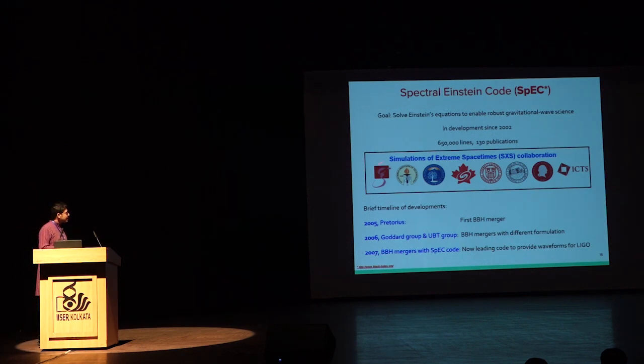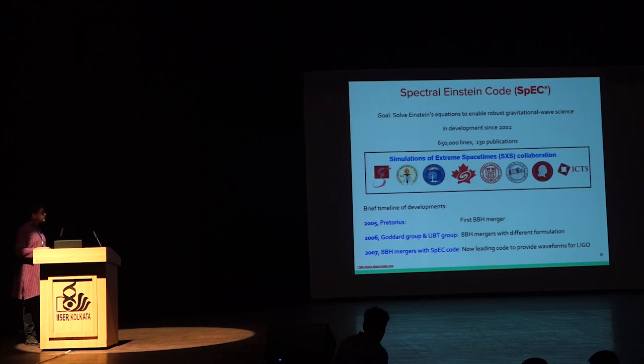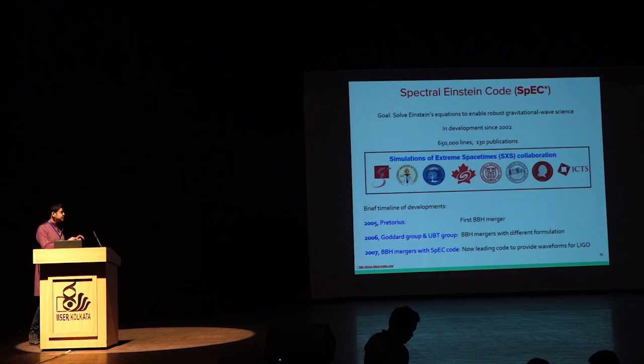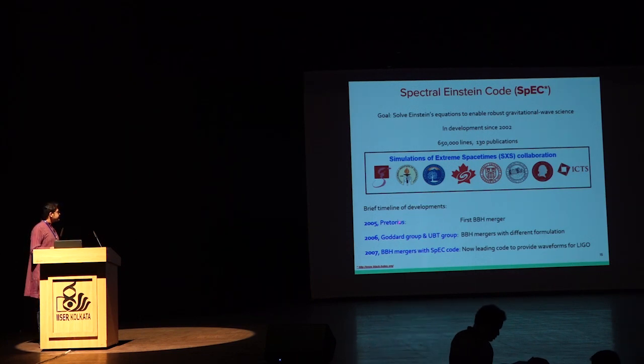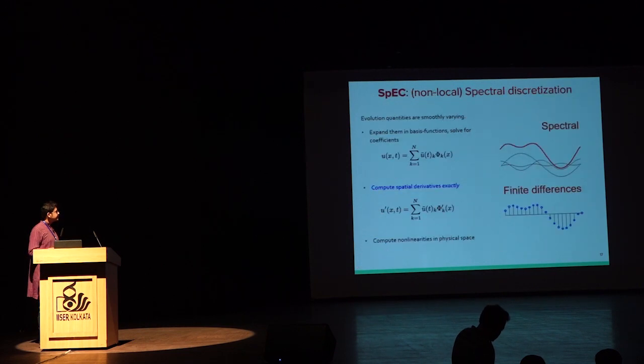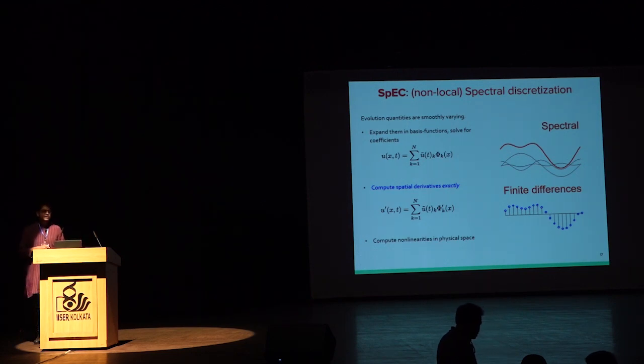So this has been developed as a collaborative effort by the Simulations of Extreme Spacetimes Collaboration. And this is spread all over the world. Several continents are involved in this effort. Originally, this was started as a collaboration between Caltech and Cornell, which has now flourished everywhere. So, right, the spectral part of the Spectral Einstein Code is due to the fact that we use spectral discretization instead of a finite difference or finite volume kind of discretization.